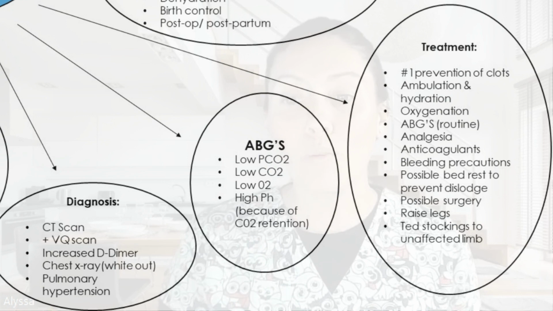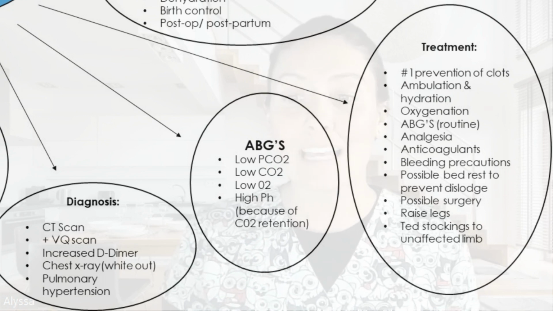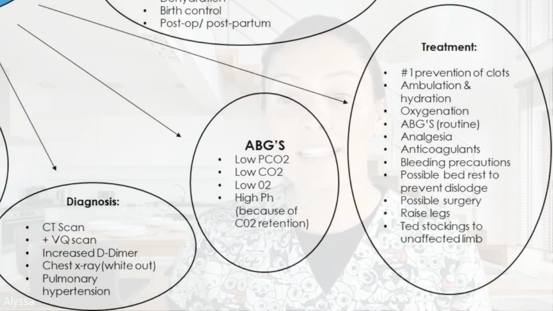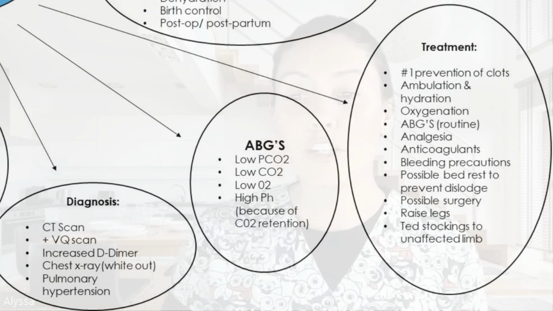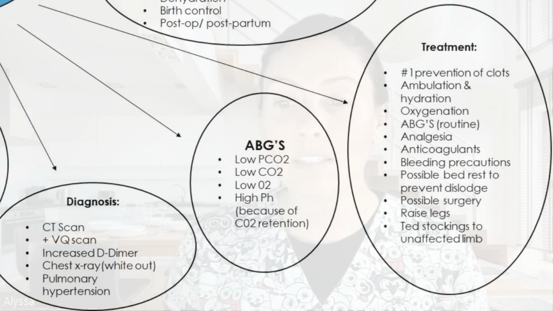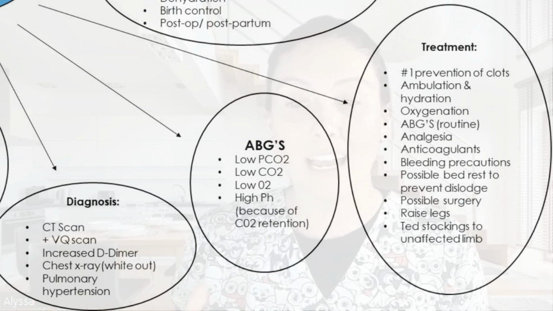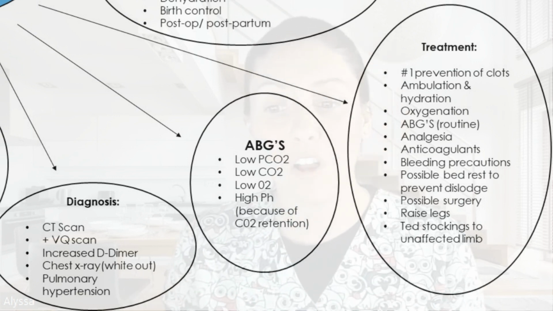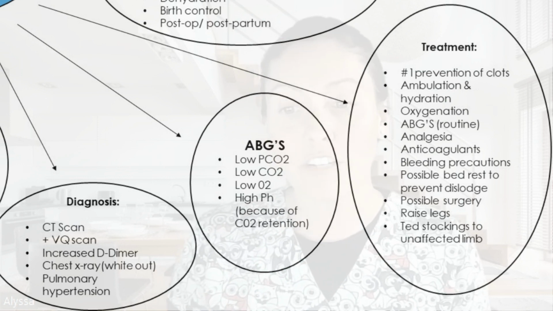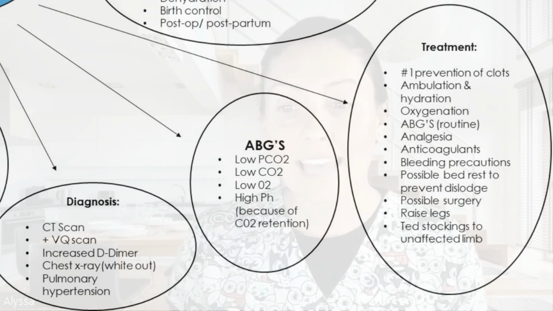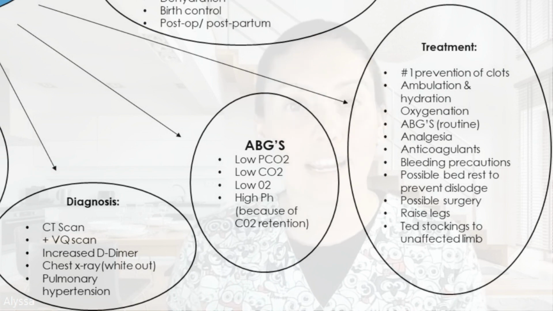Oxygenation, routine arterial blood gases, pain medications, anticoagulants. The patient will be on bleeding precautions. We may need to put a patient on bed rest to prevent a clot from dislodging. Possible surgery, raised legs, and TED stockings to the unaffected limb.